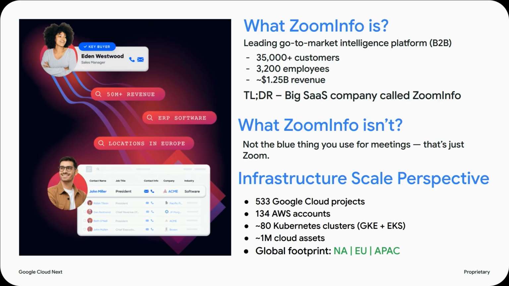I'll give you first perspective, the scale of the problem. Who ZoomInfo is? We are a pretty big SaaS company by scale of SaaS. It's 35,000 customers, 3,200 employees, 1.2 billion in revenue. We're big. And what ZoomInfo is not, it's not a blue thingy you use to call the colleague. So it's not Zoom, it's a different company. We are a go-to-market platform.